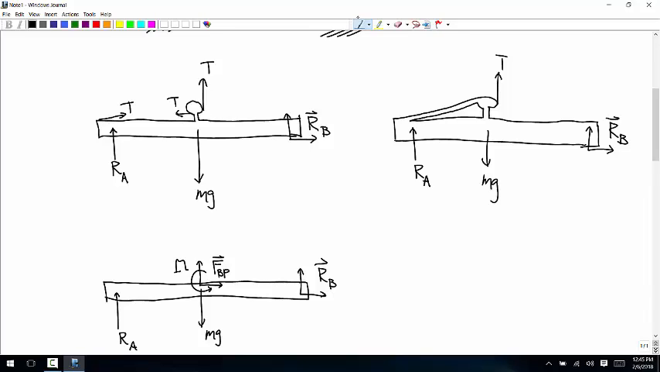No, we could, yes, you are right. There would be a tension over here, thank you. But there wouldn't be one here because the pulley isn't attached. Yes, thanks.